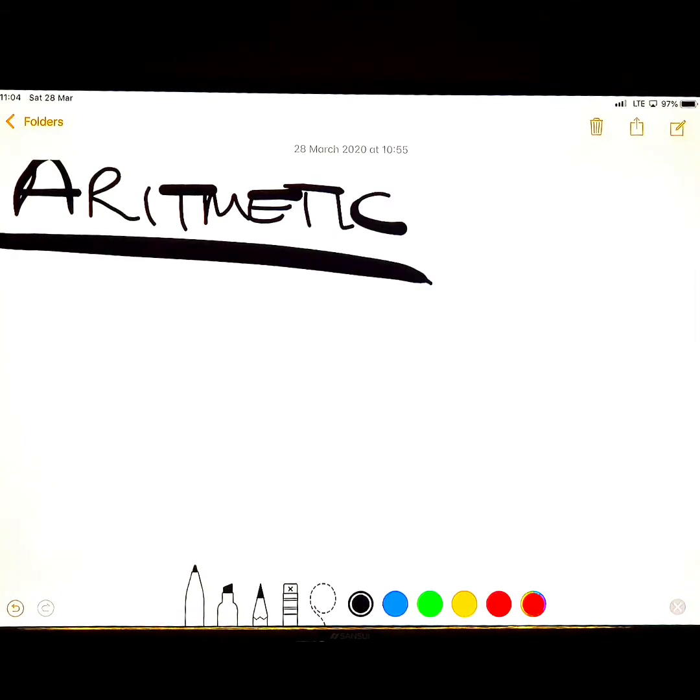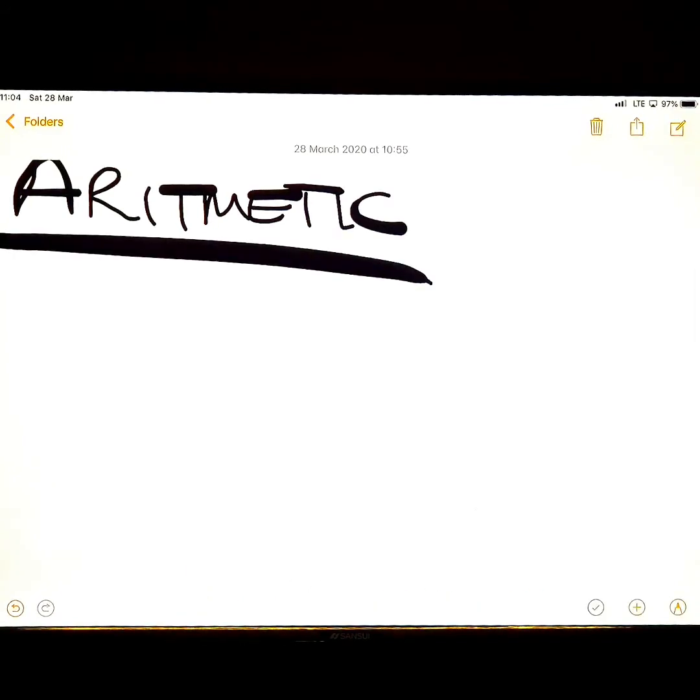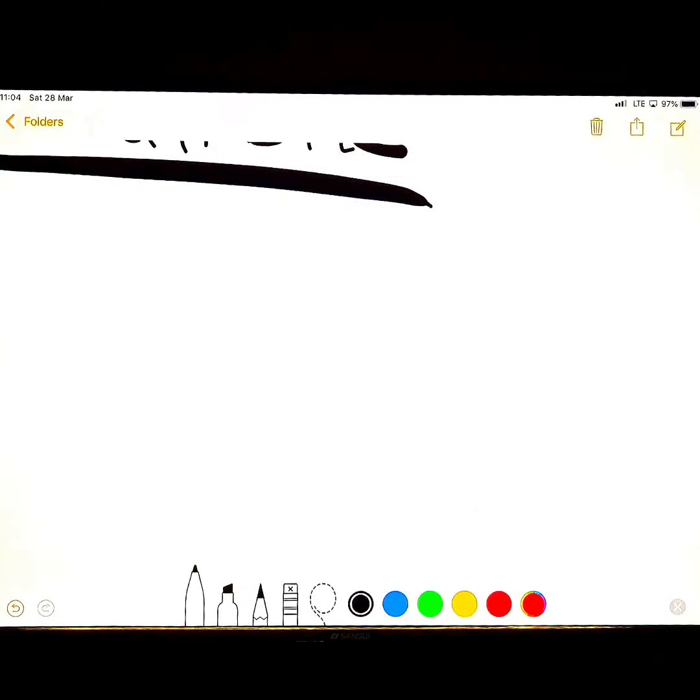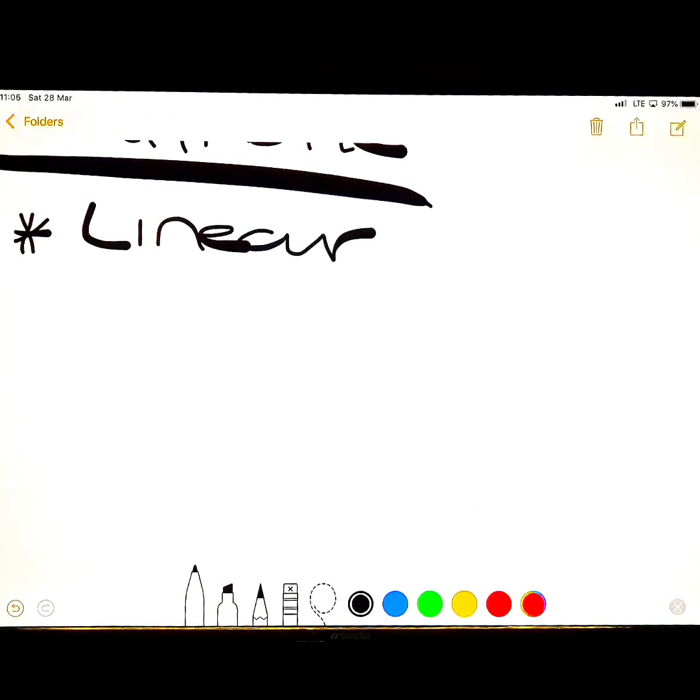I'm going to start with the arithmetic sequence. Okay, so I'm just going to do a proper introduction. The arithmetic sequence, another word for it is linear. It is linear.